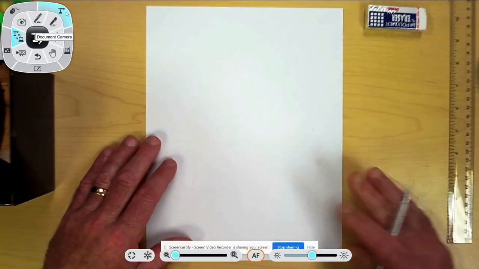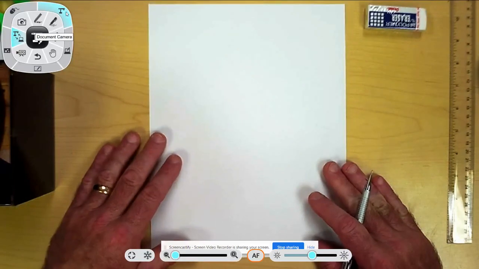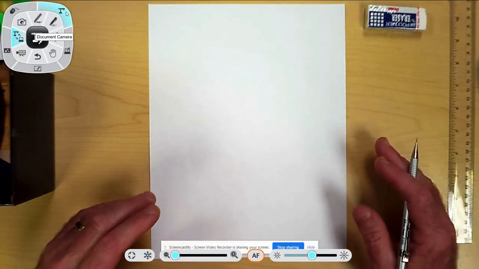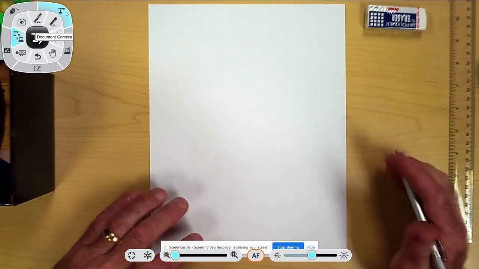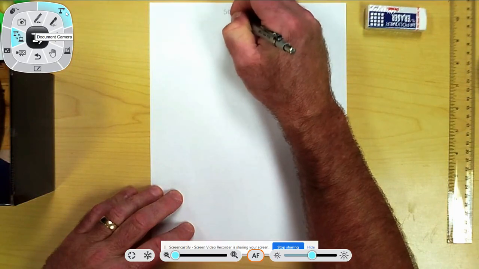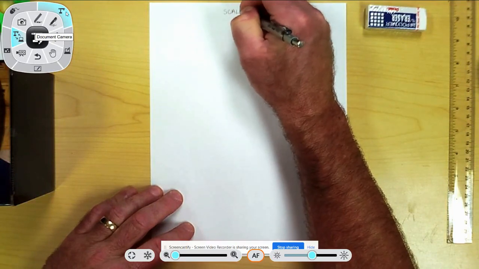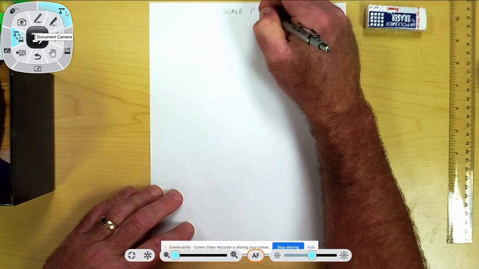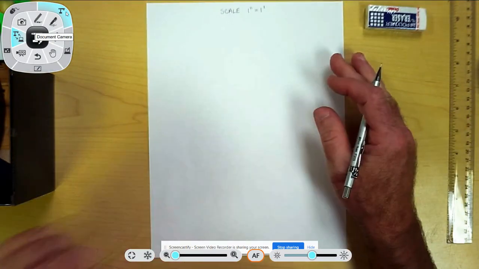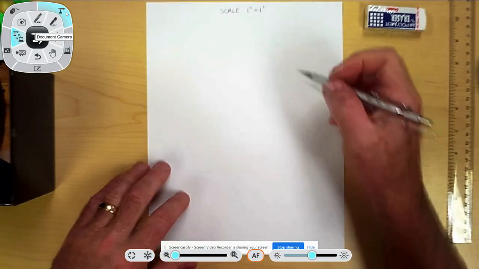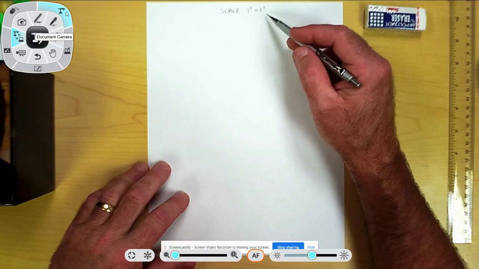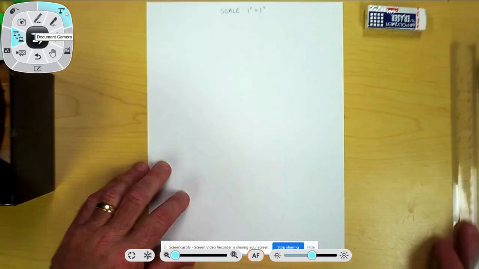All right. So the very first thing we should do is write the scale. It's important to have that so that whoever is looking at this drawing can see that you're doing something to scale. So I'm going to write that right at the top. Scale: 1 inch equals 1 foot. Okay. So for every foot in real life, we're going to draw it as an inch on this paper.